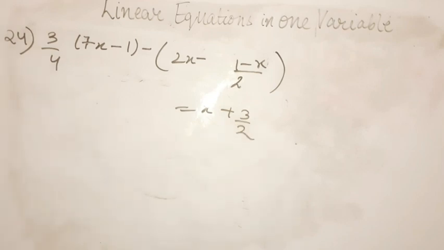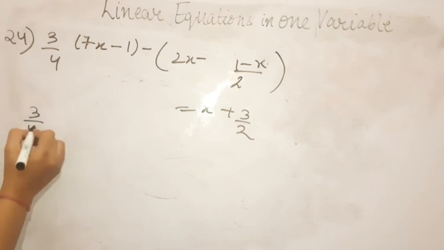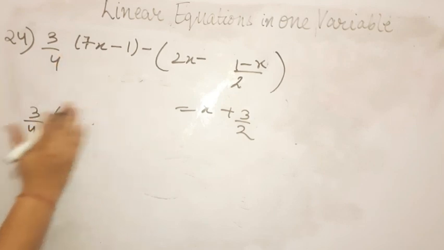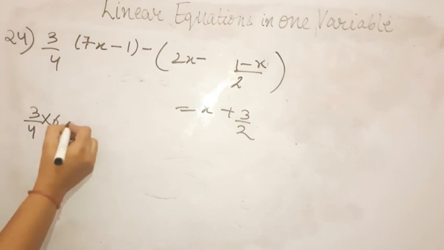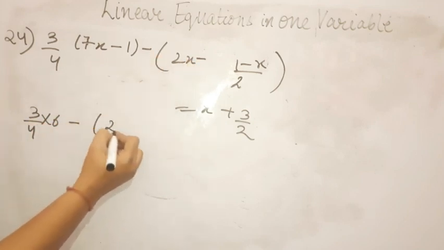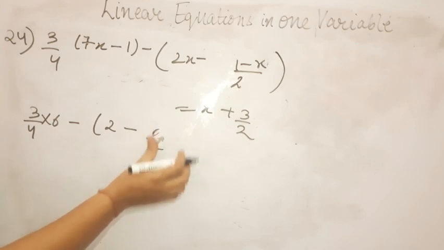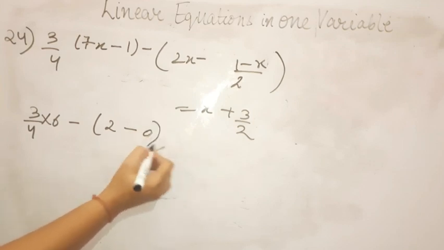So in place of x, what do we have to keep? The value of x which we have found is 1. So we have to keep 1 everywhere in place of x. So 7 1s are 7. So 7 minus 1 is what? I am writing it directly, 6. And 2 1s are 2. So it will be 2. 1 minus 1 is 0. So 0 upon 2 is already 0. So I am writing 2 minus 0.